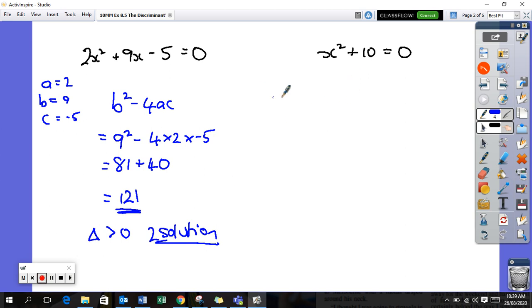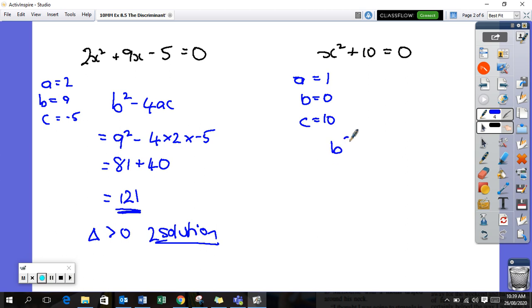So here, we've only got two terms. There's no x term. So that means b equals 0. There's no x term, so it's 0x. A equals 1. A does not equal 0. Lots of people make that mistake. A does not equal 0. It's 1 times x squared. A equals 1. And c equals 10.